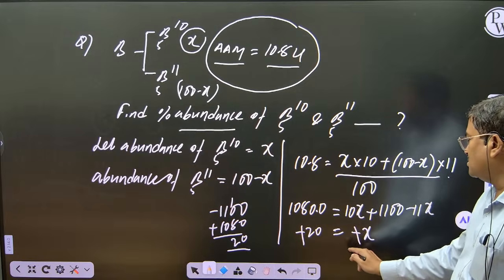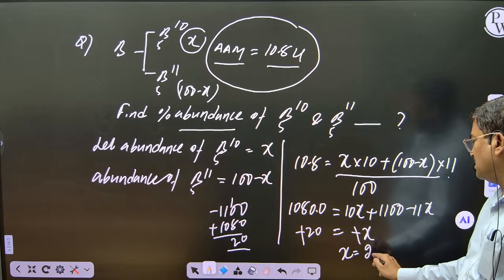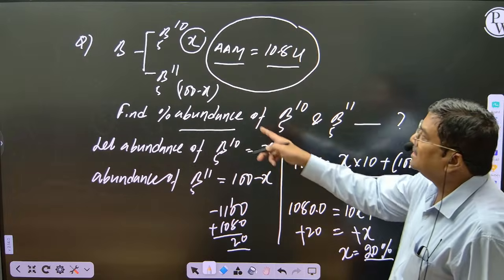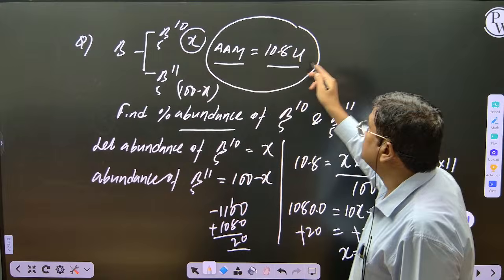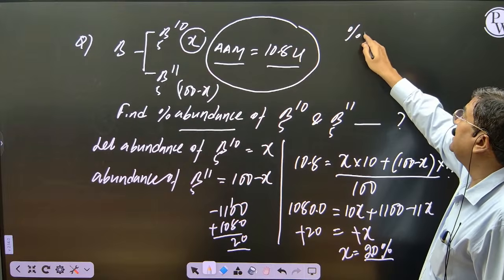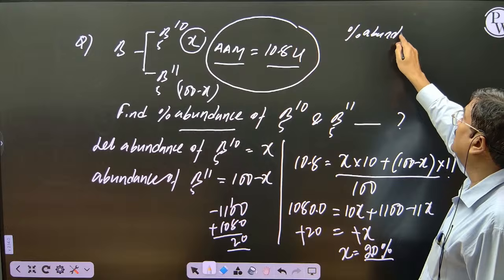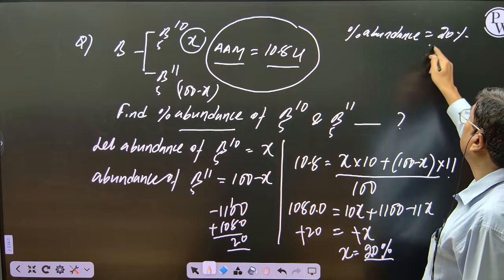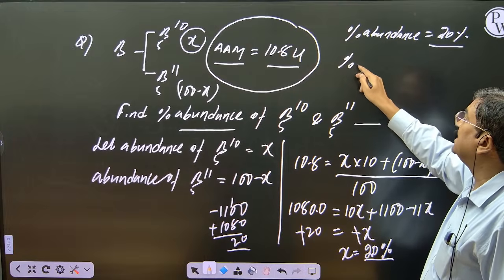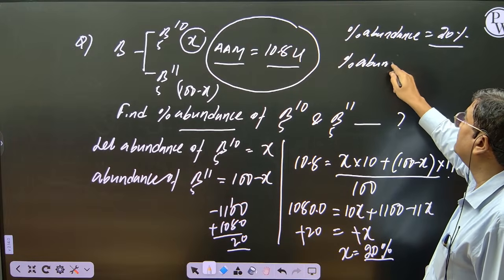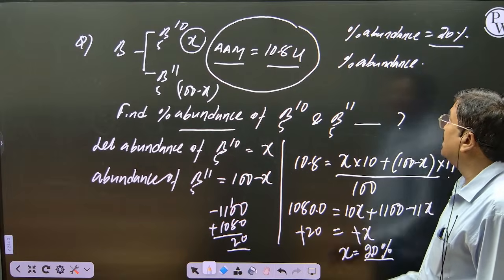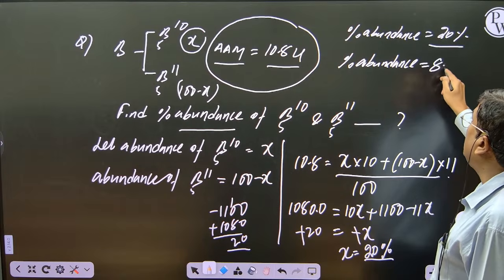So what x value are we getting, students? 20. This 20 is the percentage abundance of which element? B-10. So the percentage abundance of B-10 will be how much, students? That is 20%. So what will be the percentage abundance of the second element, if asked? What do you do? 100 minus x, since we assumed 100. So substituting the x value 20, that comes to 80%.